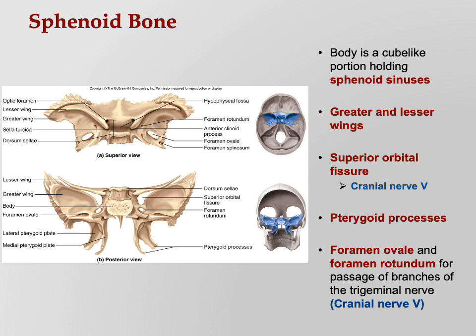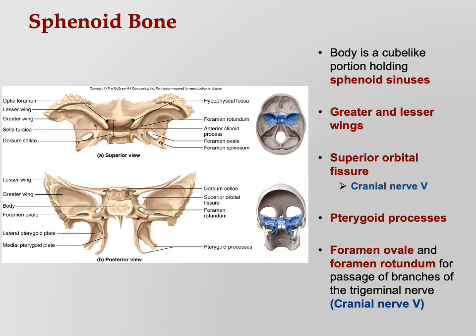You don't have to learn anywhere near all of them. You only have to know the ones that are going to come back and be relevant later. So on the sphenoid bone, I make you learn the superior orbital fissure, the foramen ovale, and the foramen rotundum, because we will see later that's where the 3 branches of the trigeminal nerve pass through.